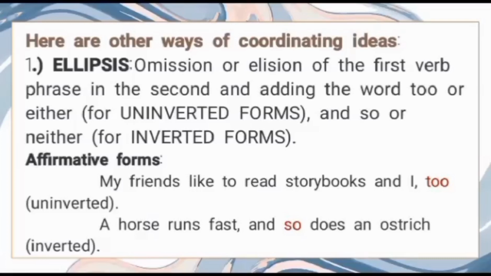And then, it used a conjunction, "so." So, we see the "so" in the middle. Then, let's go back to the uninverted: "My friends like to read storybooks and I too." So, meaning, the uninverted one remains in the format: subject before a verb.